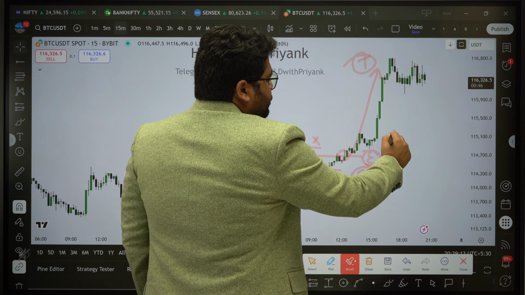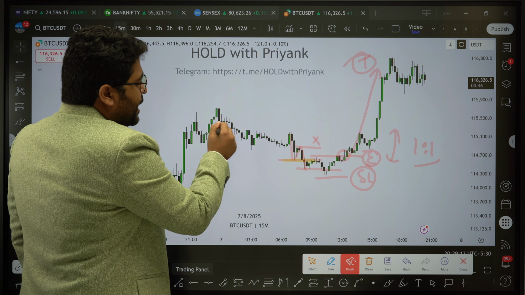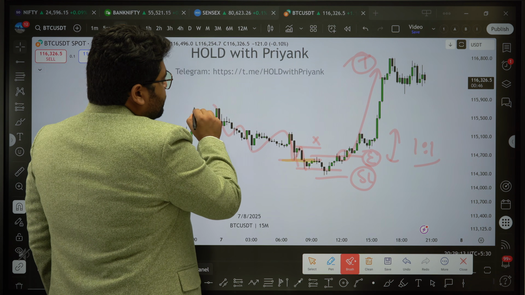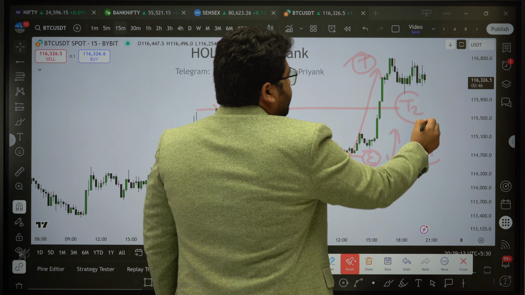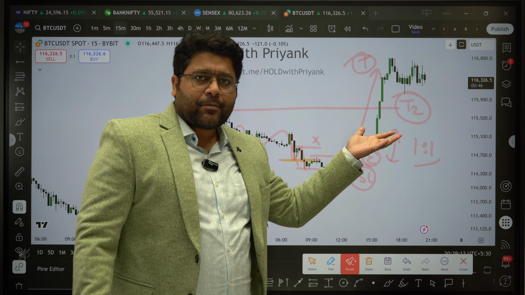Your first target goes at 1:1. And your second target goes from where the move began. Look at this. From here, the move began. So this would be your second target. And that's where you might book your full position. Or if you want to trail it, you can trail it by any means.